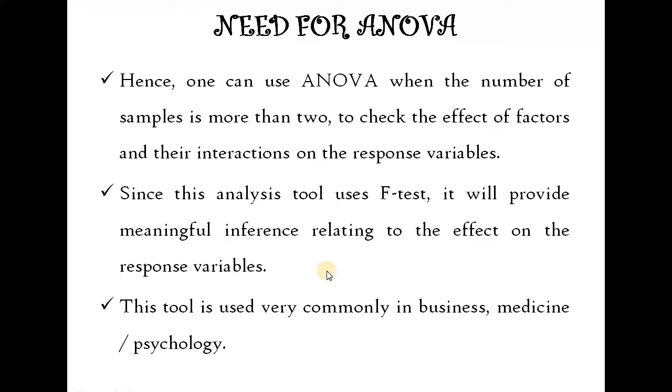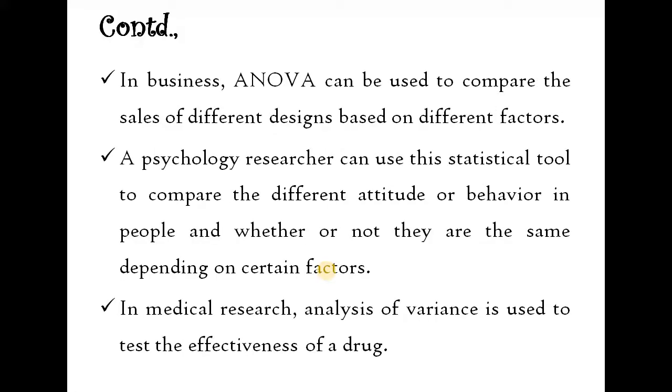This tool is used very commonly in business, medicine and psychology. In business, ANOVA can be used to compare the sales of different designs based on different factors. In psychology, researchers can use this statistical tool to compare the attitudes or behavior of people, whether or not they are the same depending on certain factors. In medicine, people use analysis of variance for the effectiveness of drugs.